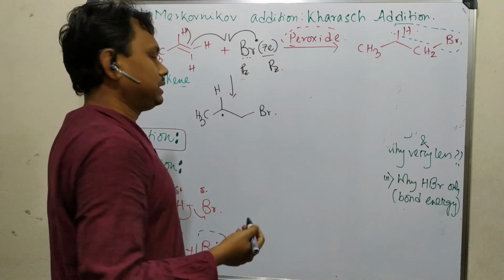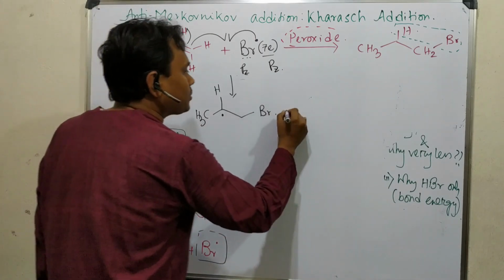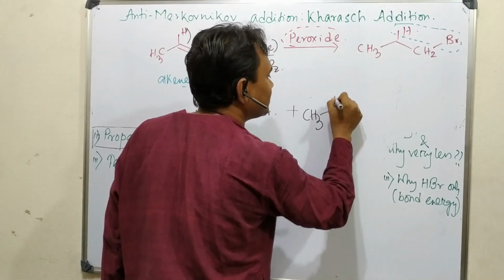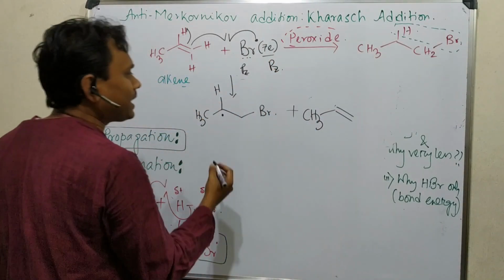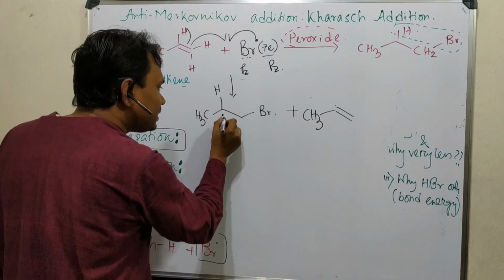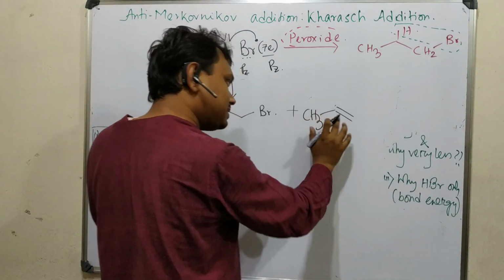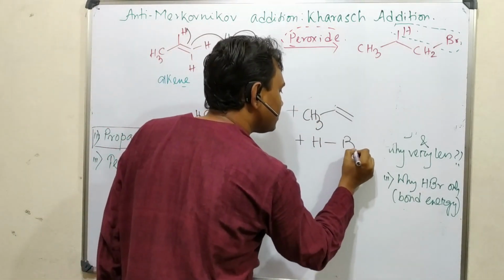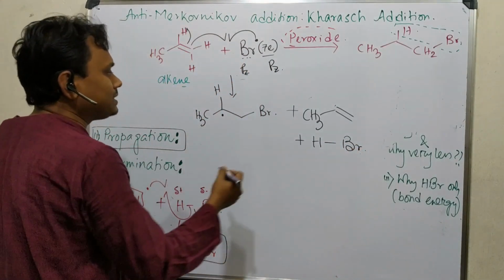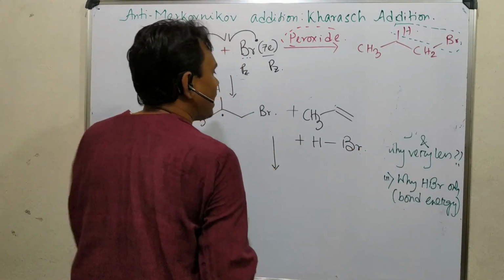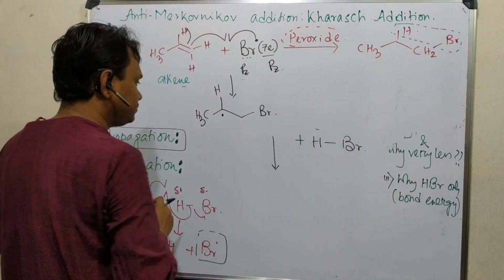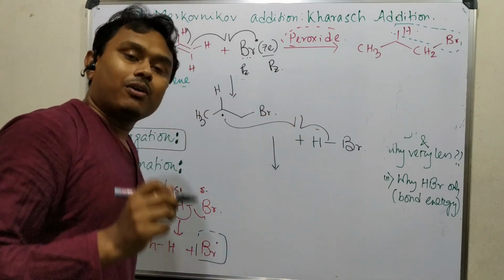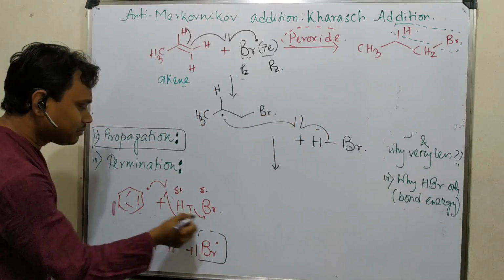For example, it can react with another molecule of this propene. So what will be the product? Sorry, there is a chance it can react. Another thing, it can react with HBr. The advantage of HBr is that if it reacts with HBr, like the previous step, peroxide phenyl radical plus HBr.